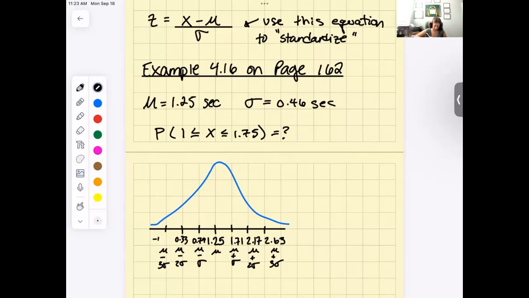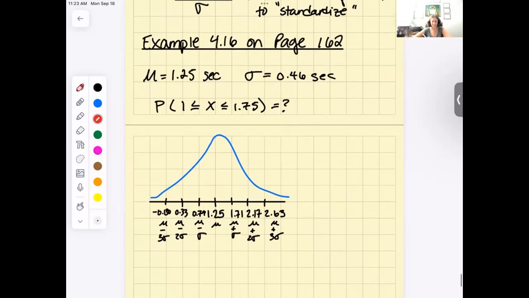Negative 0.13, which, in the context of this problem, you would have to be some sort of robot to react in a negative amount of time. That wouldn't really make sense, right? You would have to somehow predict that the person in front of you is going to put their brake lights on. So we're talking about between 1, so somewhere right here, and 1.75, so somewhere right here.